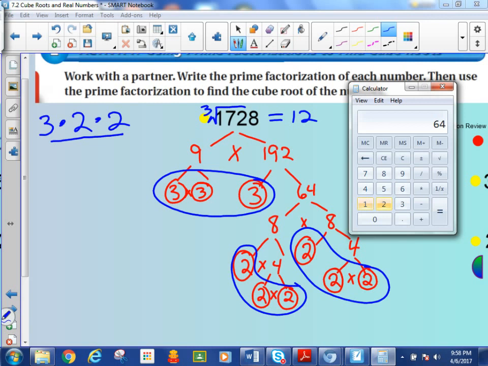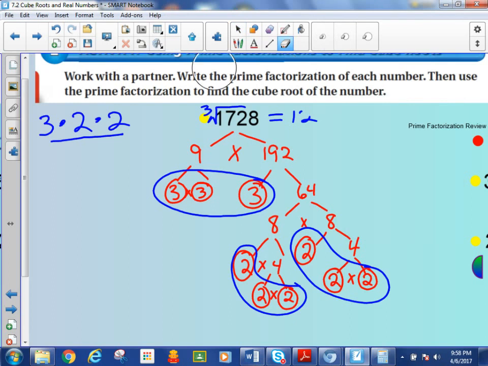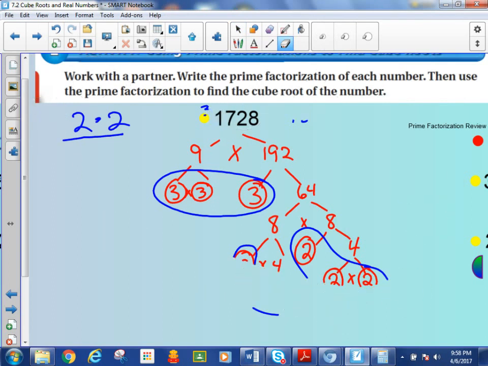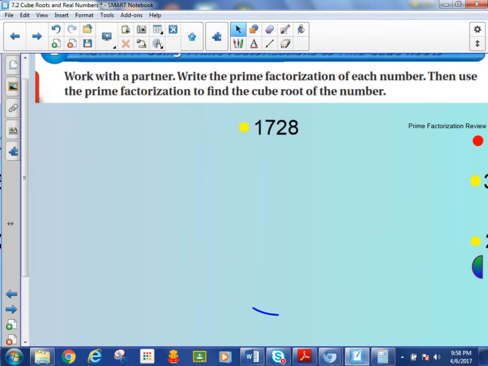Let me clear this. So I'm going to do 12 times 12 times 12. It should give me 1,728, and it did. So my answer on that one would just be 12, not 12 to the third power. All right, we're going to try one more here.